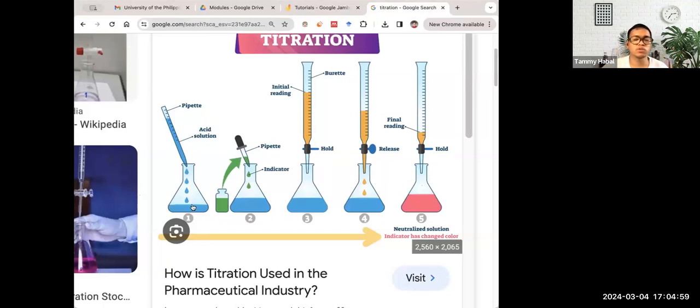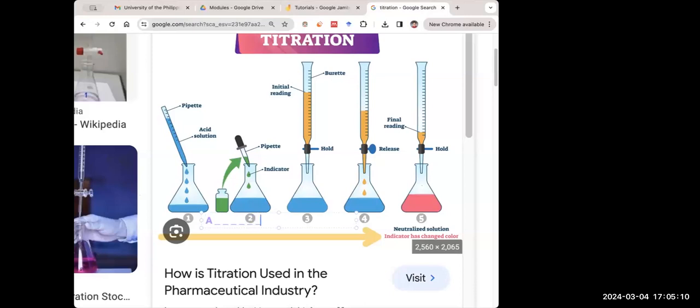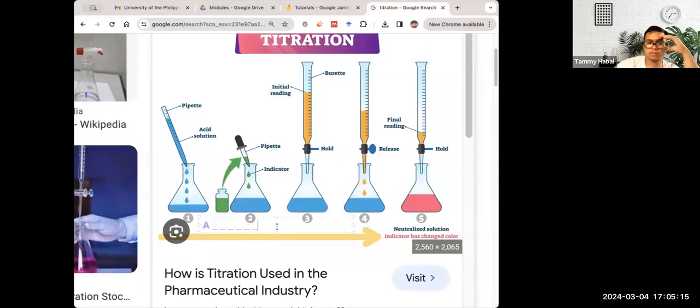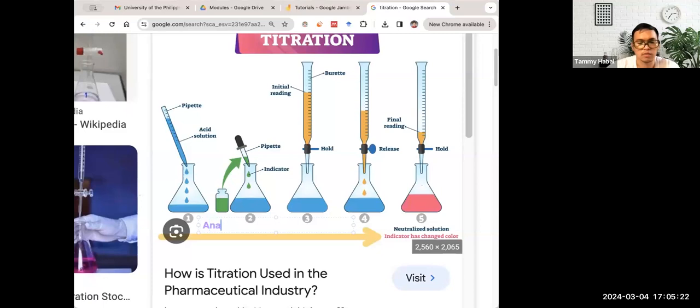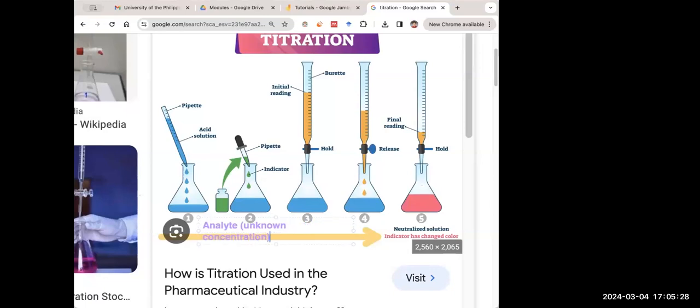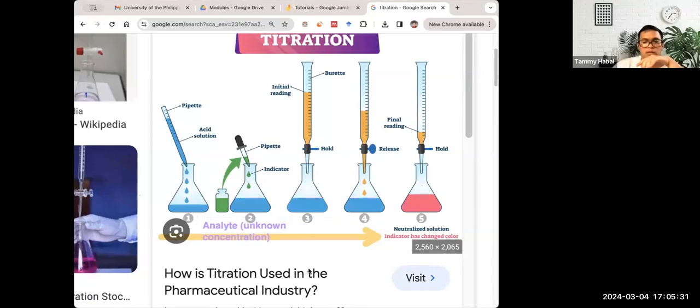So in titration terms, it's called the what? Starts with letter A. The acid solution being poured is called the analyte. The analyte has an unknown concentration, okay? So we don't know the concentration of your analyte.